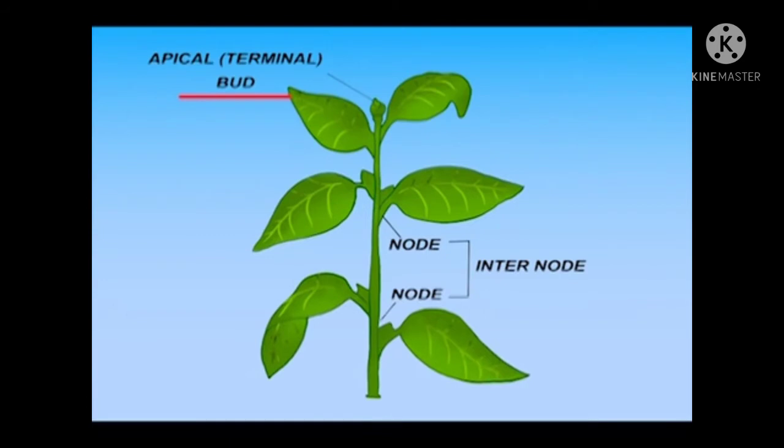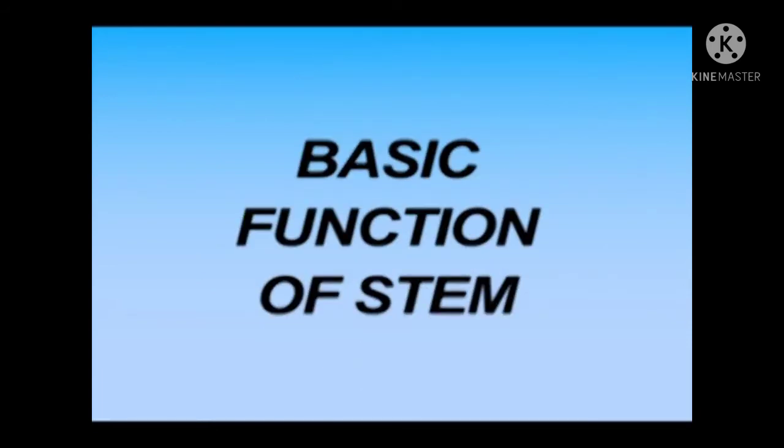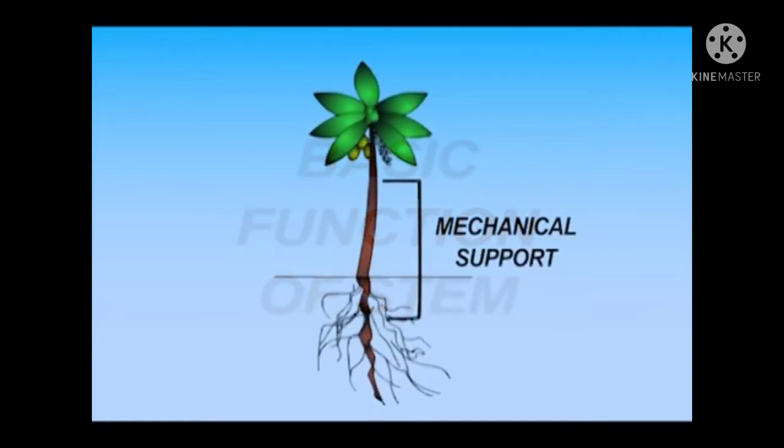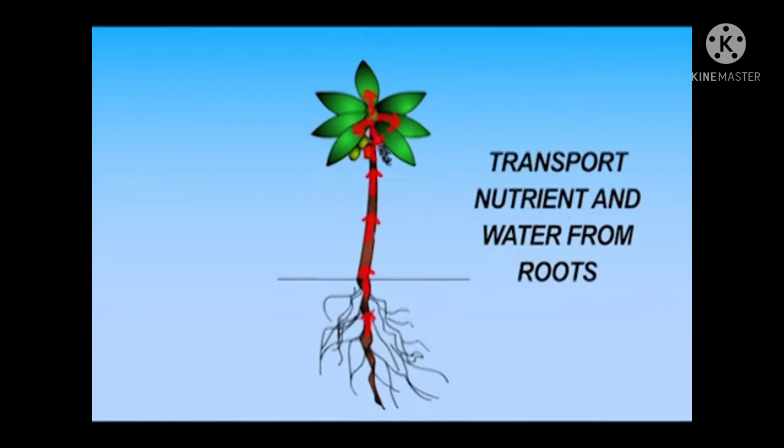Stems bear buds either on the axils of the leaves or at the tip of the stem. They are axillary bud and terminal bud respectively. Functions of the stem. The stem holds up the various parts of the plants like leaves, flowers, fruits, etc. Stem gives mechanical support to the plant.